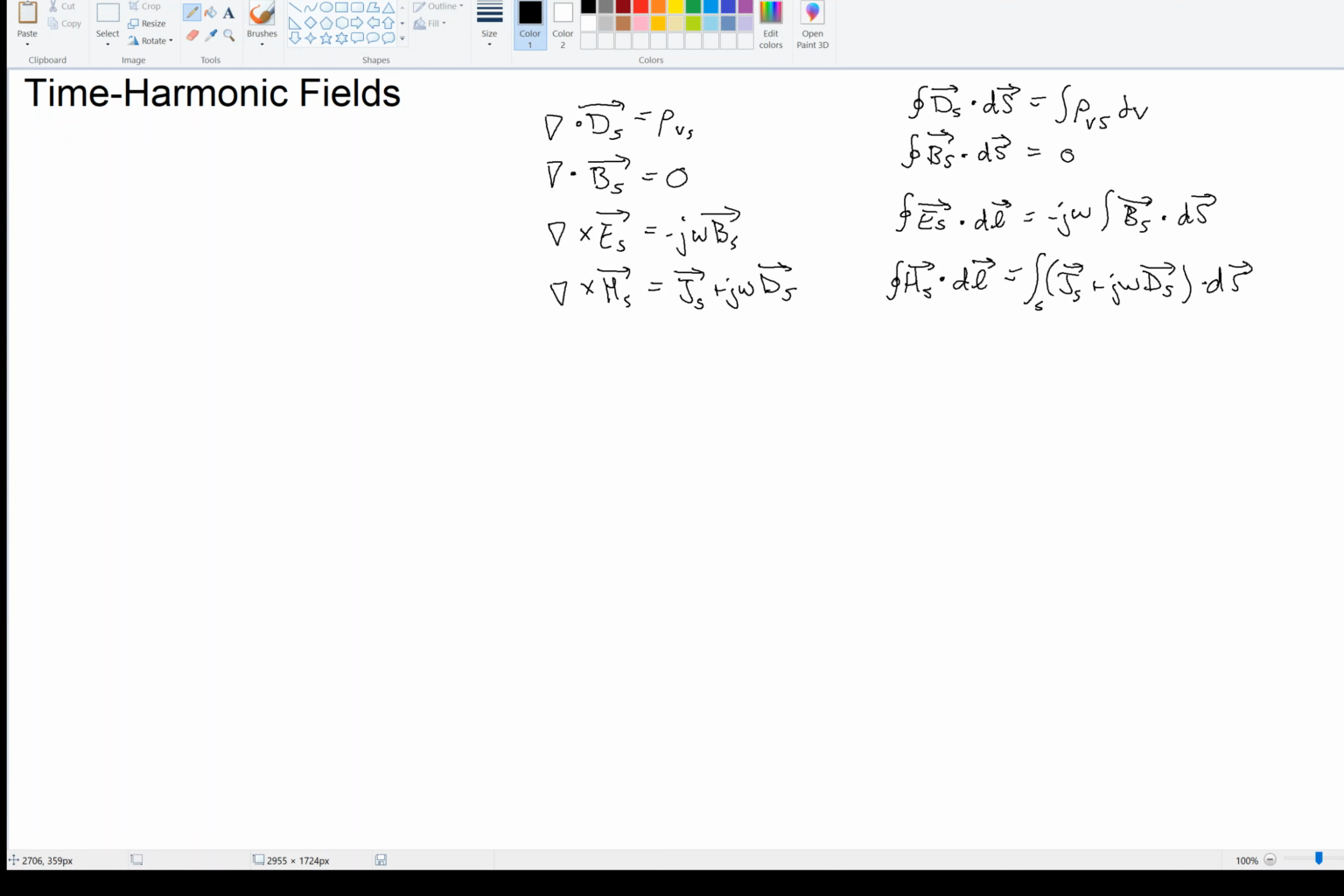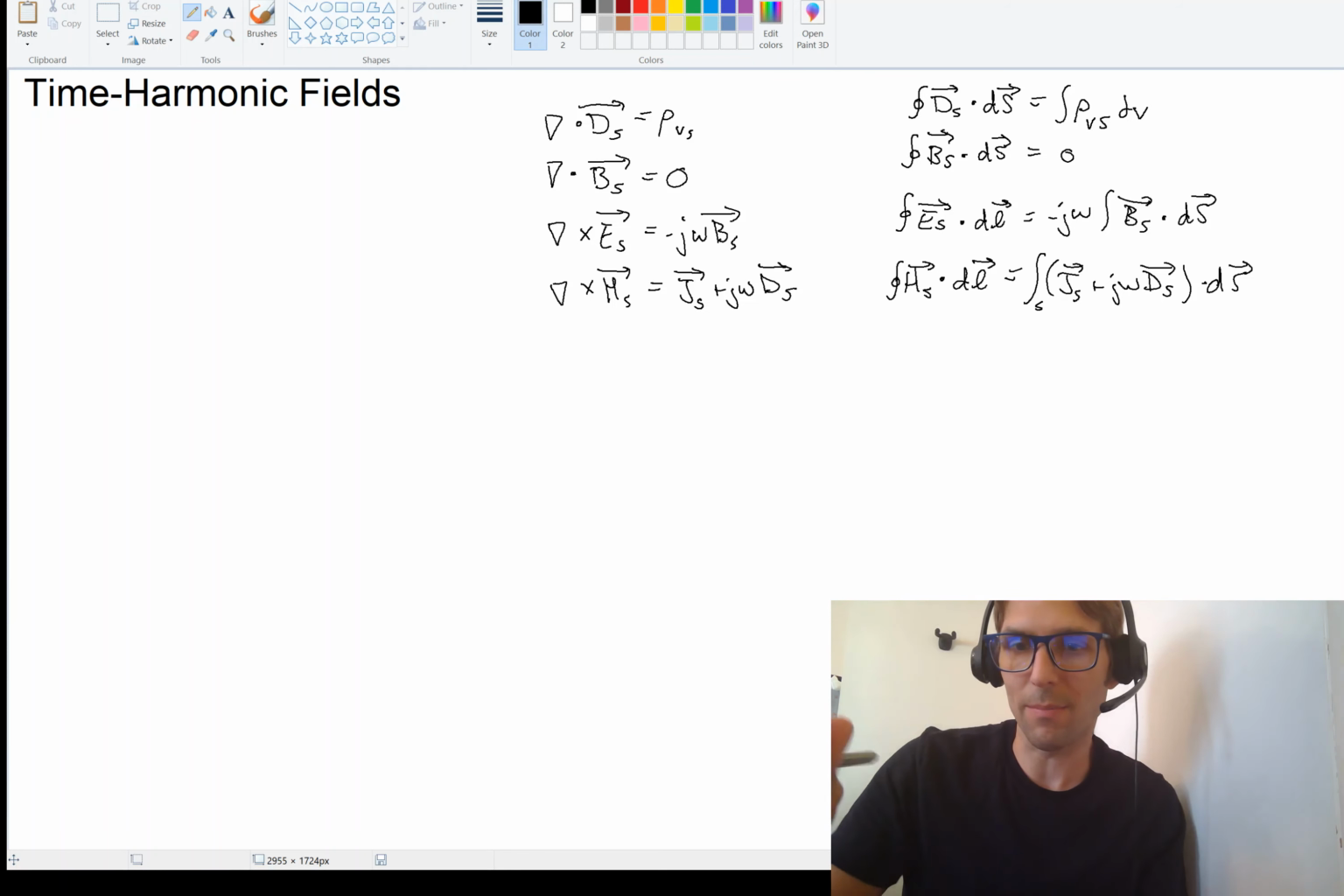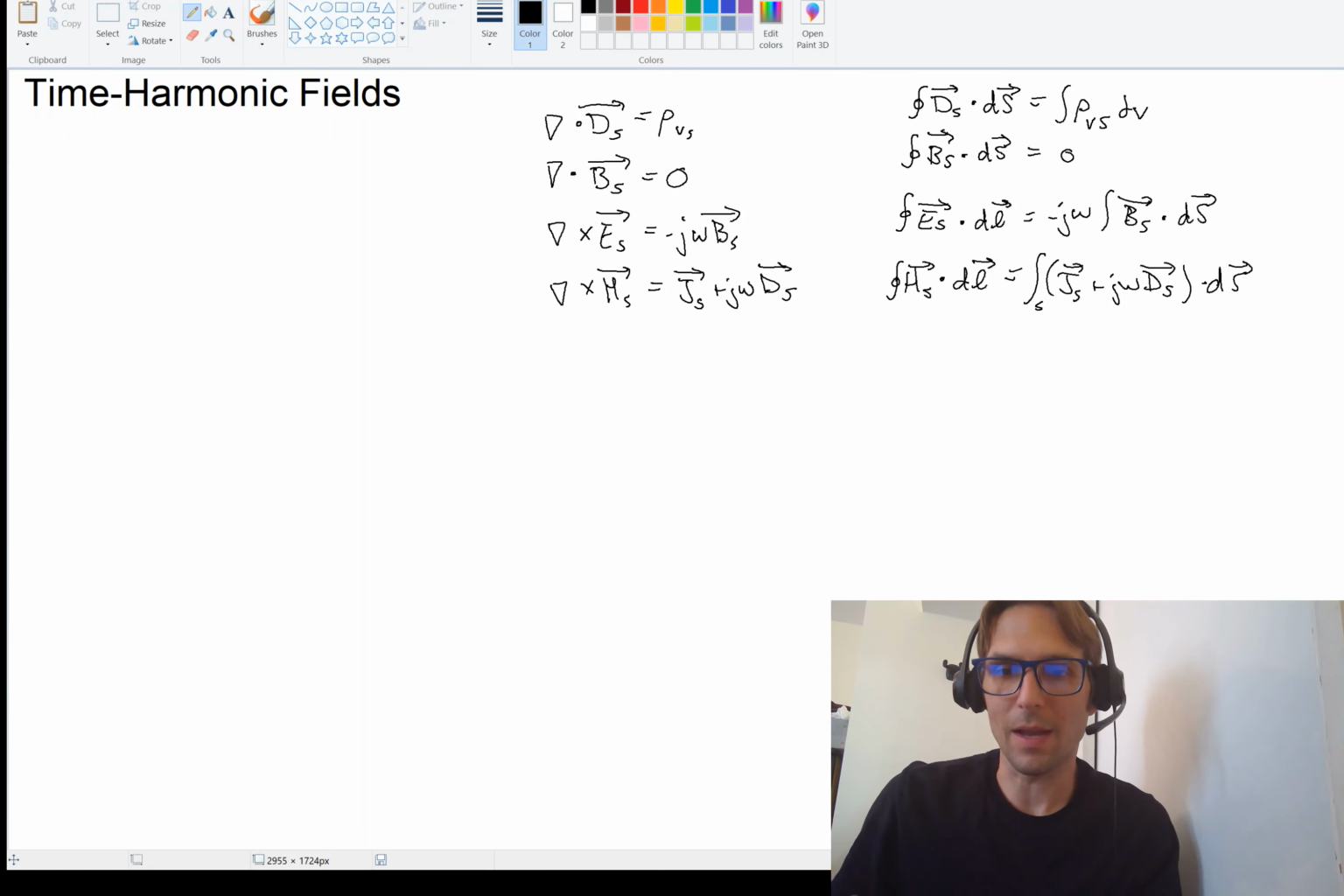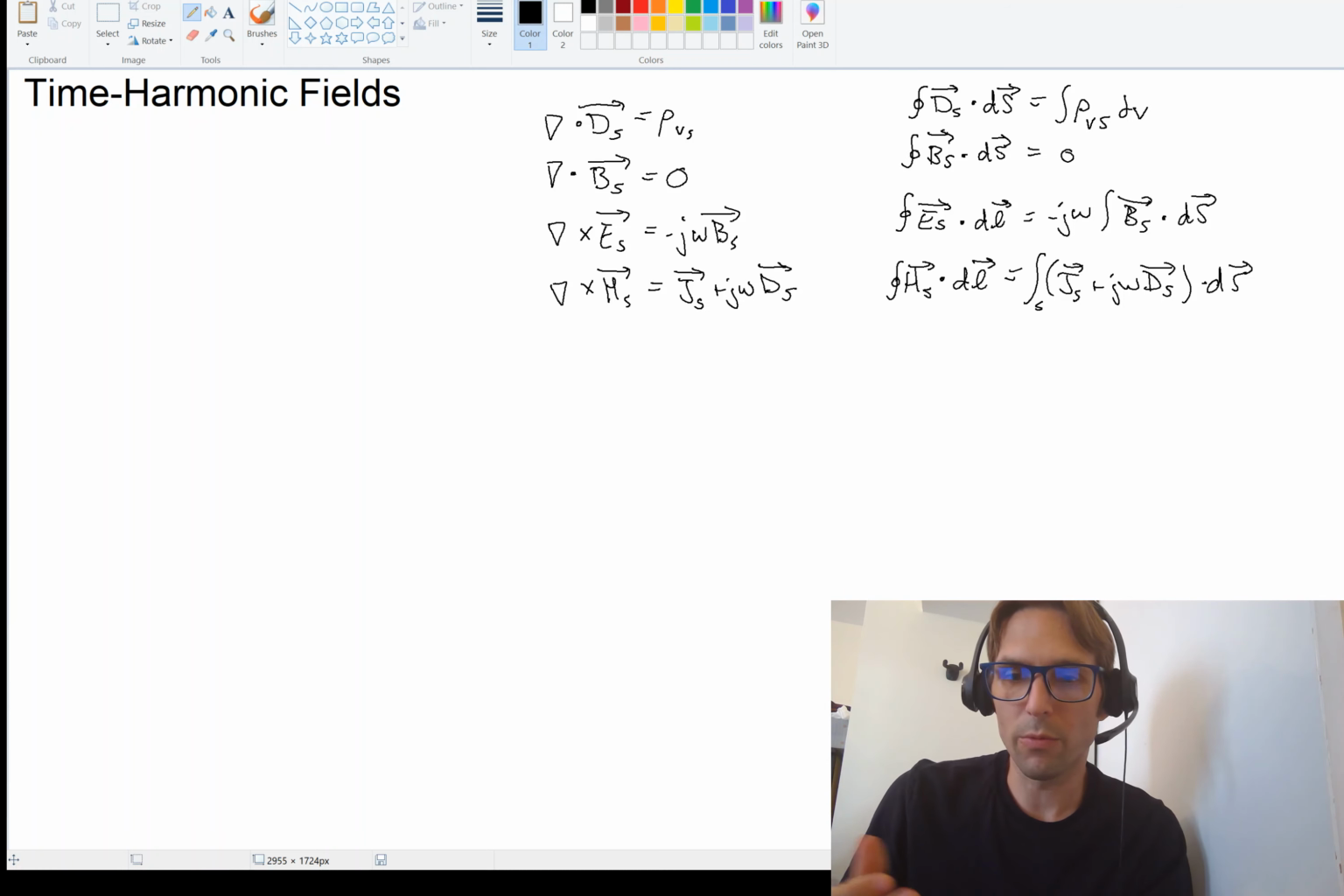Okay, so again, those are Maxwell's equations then when we're dealing with time-harmonic fields. So this can be a little tricky if you're not used to complex numbers and so forth, or complex functions. So let's work through a few examples coming up next.